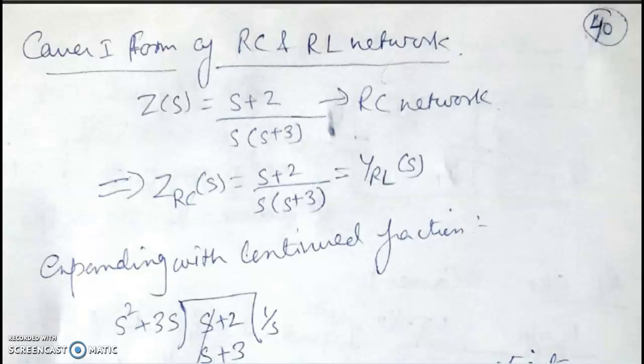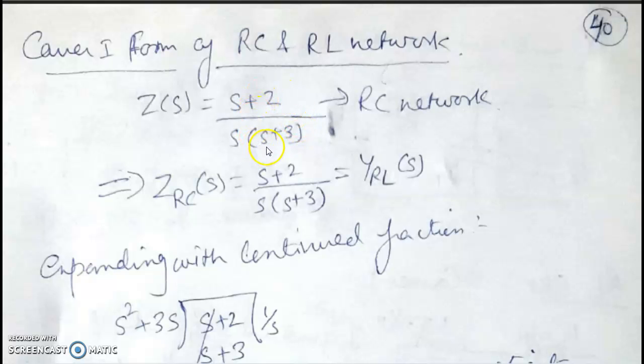So in this lecture we will see the Cauer 1 form of RC and RL network. Suppose the function is given as Z(s) is equal to (s+2)/(s+3) and we have to obtain both RC and RL network using Cauer 1 form. So first we have to identify whether it is RC function or RL function.